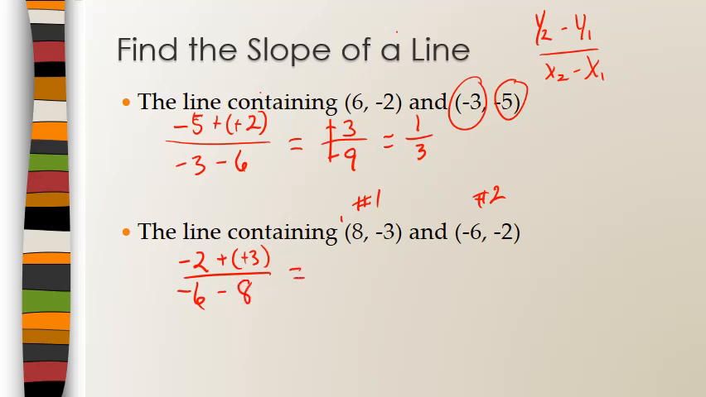Now we're going to solve this thing. So I got negative 2 plus 3. Well, that's going to give me a positive 1. And I got negative 6 minus 8. So this is going to make this 1 over negative 14, and there is my slope. Let's do 2 more. We got maybe a little bit of unusual circumstances in that.